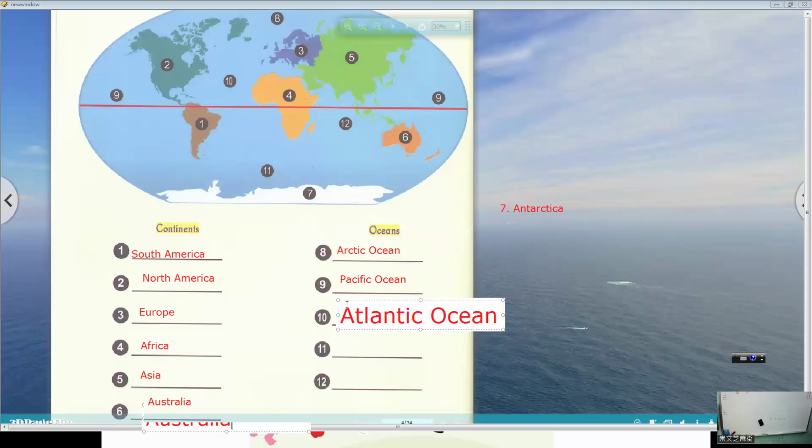How about 11? It is also called Southern Ocean. That's not Indian. It is near Antarctica. Antarctic Ocean. Not Antarctica. Antarctic. Okay, no letter A. Antarctic Ocean.